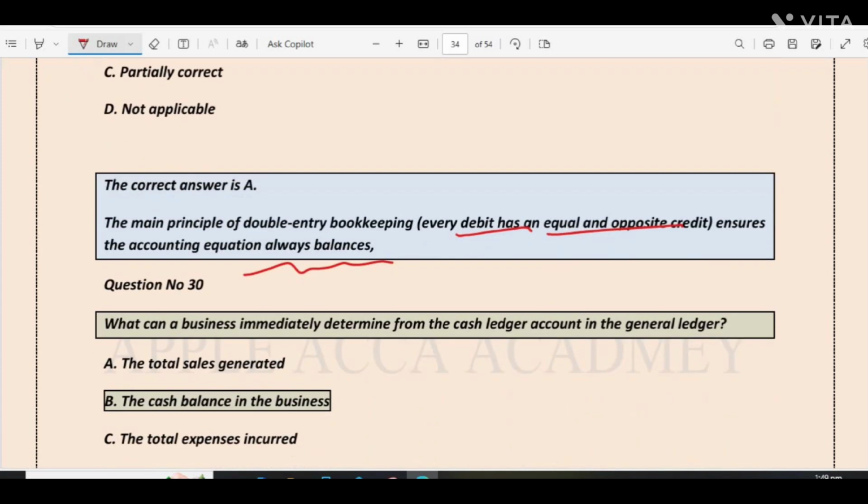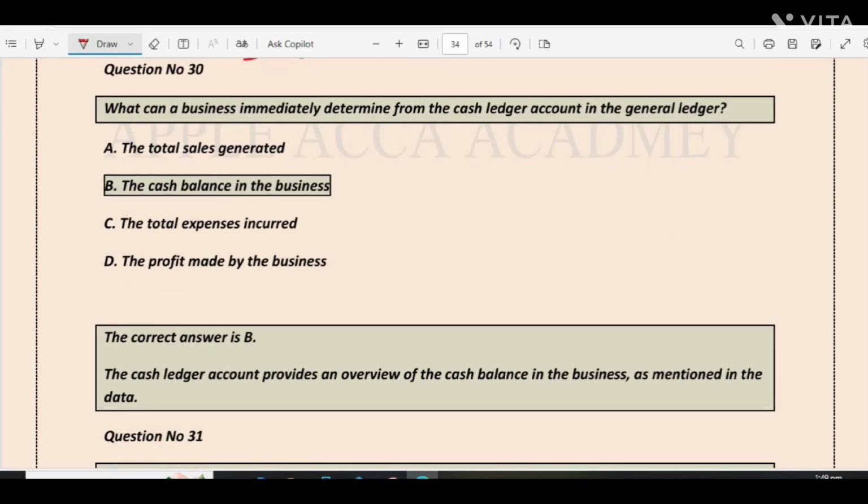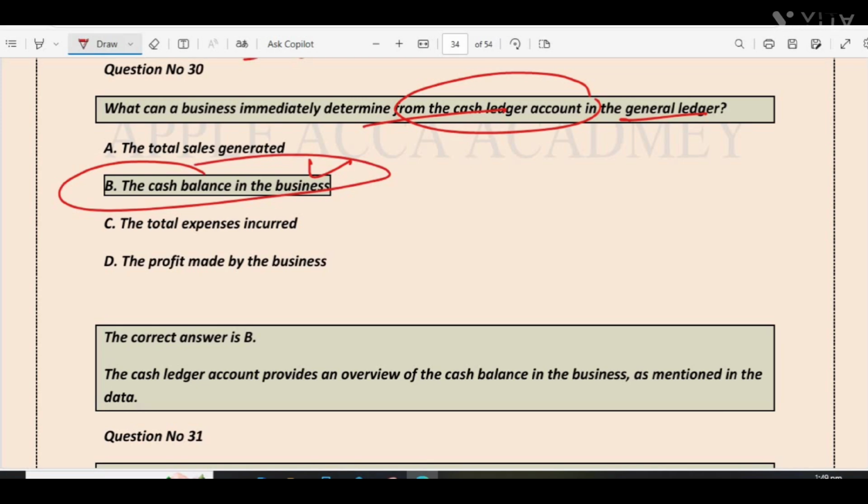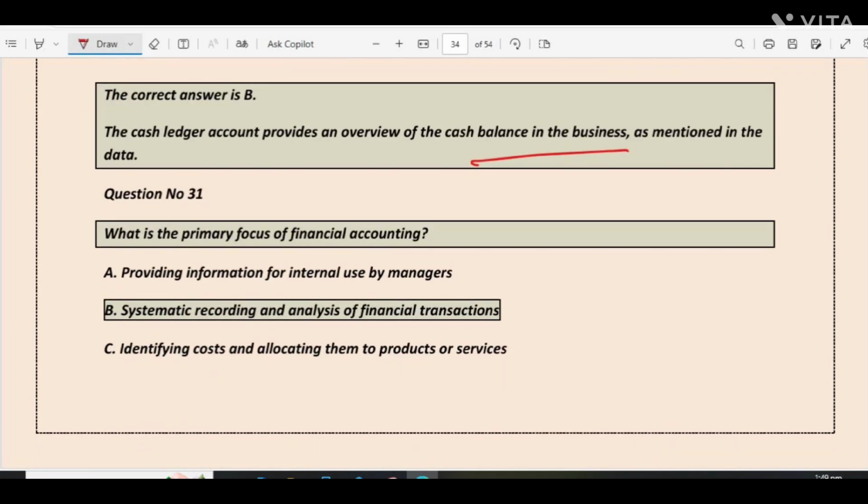Okay. Here, what can a business immediately determine with a cash ledger in the general ledger? So the cash balances in the business. The cash ledger will give the overview of the cash balances in the business, as mentioned in the data. Clear? So here, 31: what is the primary focus of financial accounting?